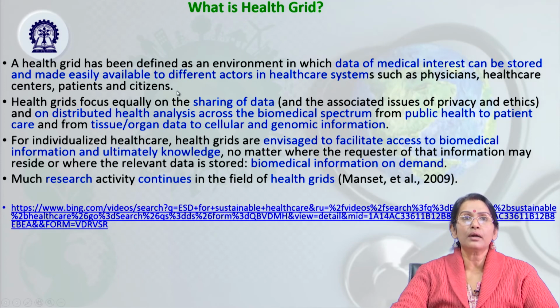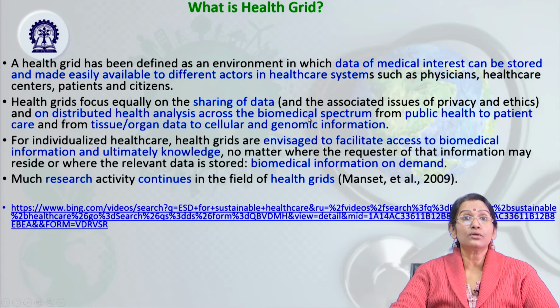That is how to set up a health grid, a system consisting of all kinds of primary data and primary information. Similarly, the health grid also focuses equally on sharing the data. It is not only for possession by the central government or public sector domains, but for sharing the data in association with other agencies, of course by following privacy, ethics and security requirements.